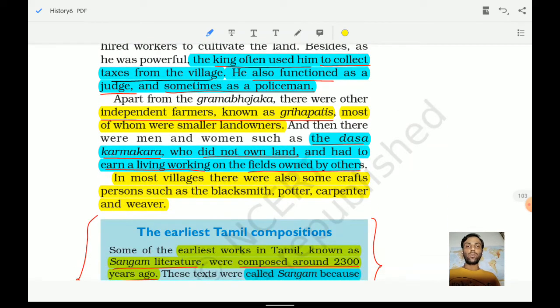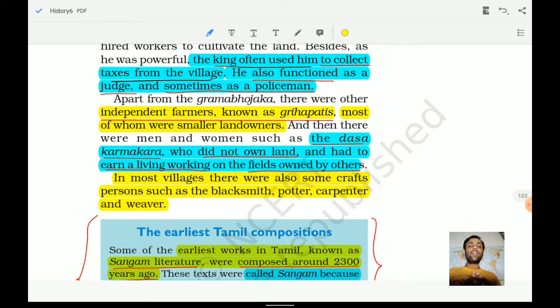The second were the Grihapatis, and then the Dasas and the Karmakaras, who we have already understood did not own any land and had to earn a living by working on fields owned by others. We also see in today's time that people who do not have land work on others' fields on daily wages, right? But in that time, I do not know whether the daily wages concept was there, but people who used to work on other people's land were called Karmakaras, right?